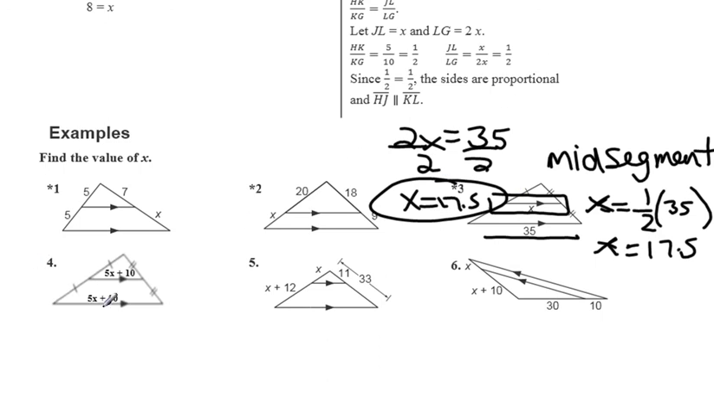So as you're doing number 4, you can do it two different ways. You can say that the midsegment is equivalent to half of 5x plus 30, or you can say that the base is equal to 2 of the midsegments.